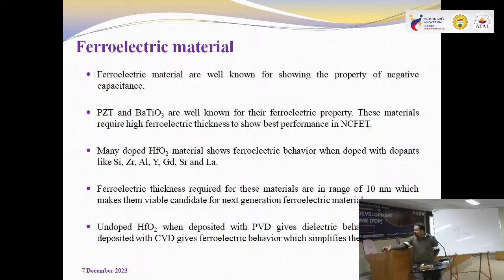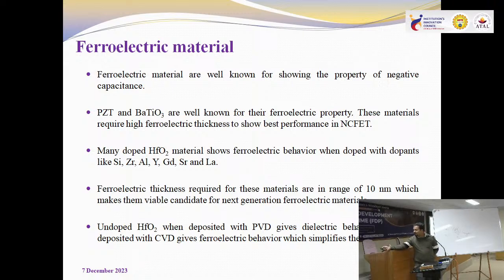So what happened? One research came into existence, that is undoped HfO2. Normally hafnium dioxide, when it is deposited with PVD, gives us the dielectric behavior. But when it is deposited with CVD, chemical vapor deposition, it behaves as a ferroelectric.